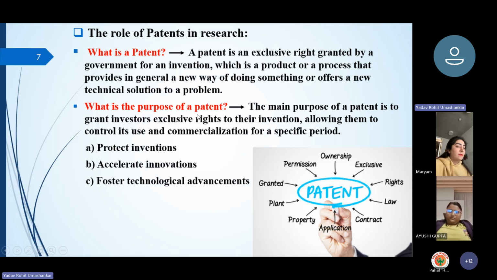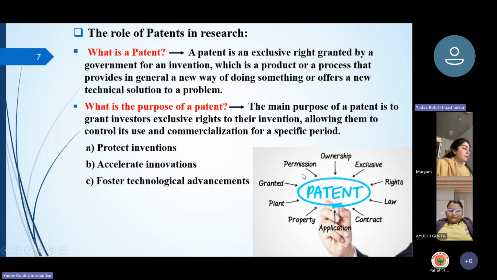So what is the purpose of the patent? Here, the main purpose of the patent is to grant inventors exclusive right to the innovation, allowing them to use and commercialize it for a specific period. So the general purpose of the patent can be described in these 3 points. It protects inventions, it accelerates innovations, it fosters technological advancements. Foster in a sense it supports technological advancements.